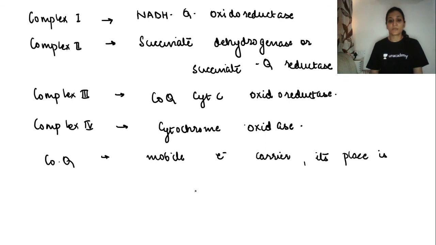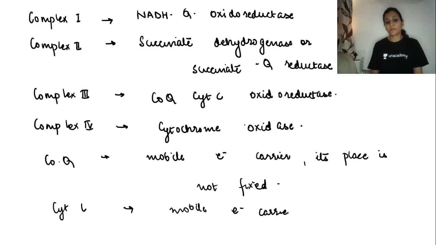Place not fixed. Then another is cytochrome C, which is also a mobile electron carrier. Mobile carrier. So like this, we have completed our electron transport chain.